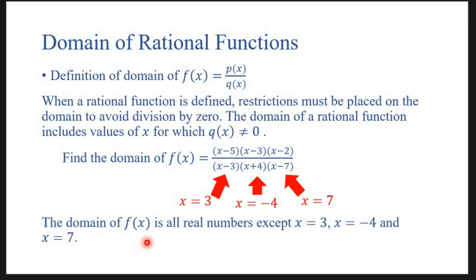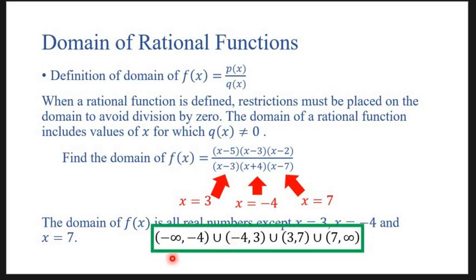The domain of f of x is all real numbers except x equals 3, x equals negative 4, and x equals 7. And in interval notation, it would look like this. I would have everything to the left of negative 4, the smallest value of x that makes division by 0. Everything between negative 4 and 3, the next larger value of x. Everything between 3 and 7, the next largest value. And then everything to the right of 7, everything larger than 7.